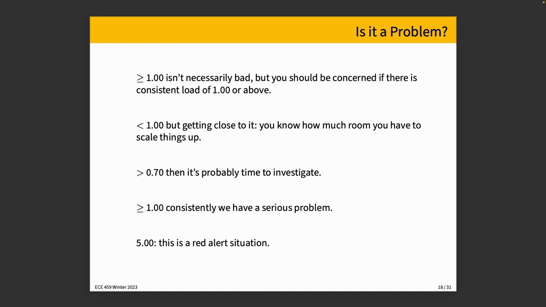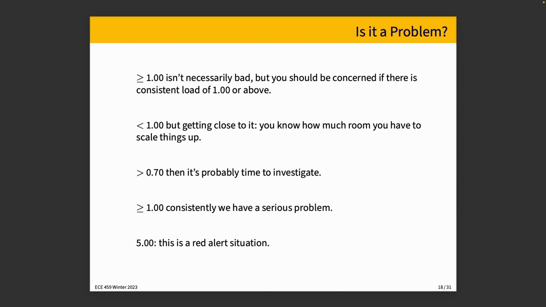Good question. If load is above 1.0 consistently, we have a serious problem because we have lots of things that are waiting for CPU time. So we could be executing faster, but for the fact that there's not CPU time available. So that's not great. All things being equal, we would prefer things not to wait for CPU. So that might be important.